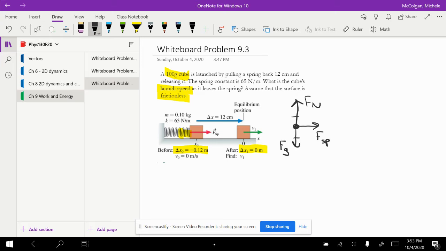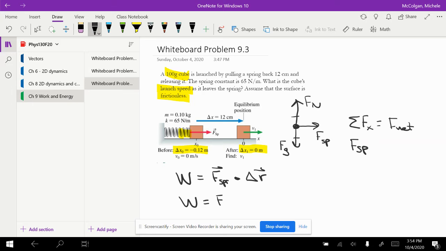So we know that the sum of the forces is going to equal an acceleration. The sum of the forces here is F net, and the only force acting in the x direction is the spring force. So our F net is F spring. The object is moving only in the x direction. So work is equal to F spring dotted with delta r, but the block is only moving in the x direction. Since F and delta x are in the same direction, the dot product is just the magnitude of the two multiplied together.